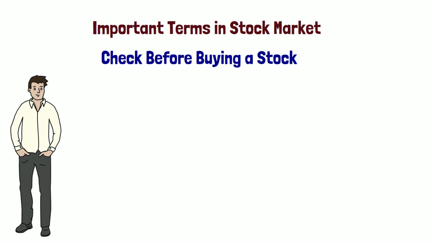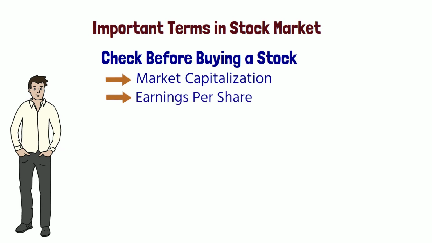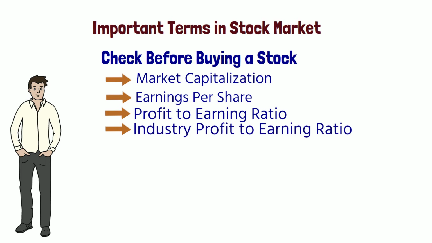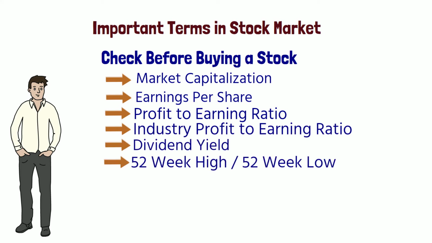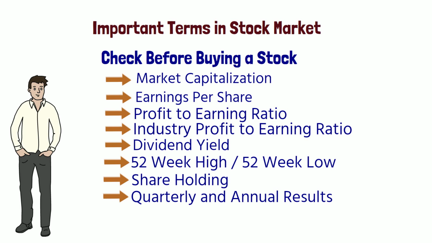We are going to discuss the following key market terms in this video. Things to consider before buying stocks: market capitalization, earnings per share, price to earnings ratio, industry price to earnings ratio, dividend yield, 52-week high and 52-week low, shareholding, quarterly and annual results, peers, sectors.